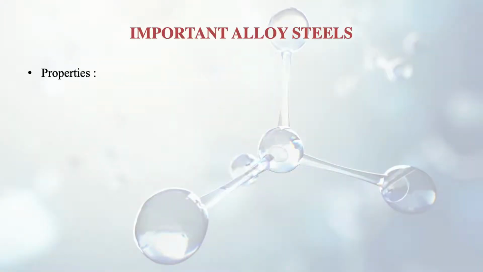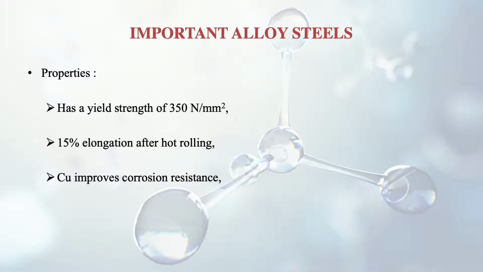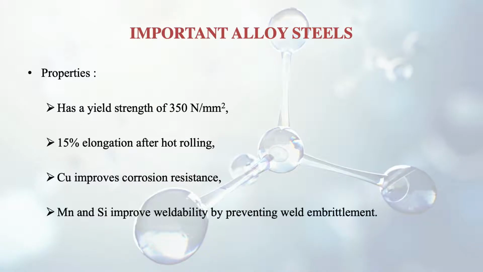So its properties are like this. It has a high yield strength of 350 Newton per millimeter square, and it has a 15% elongation after hot rolling. When the rolling process is done, it will have 15% elongation, and then copper in it will improve the corrosion resistance, and further manganese and silicon improve the weldability. And how do they improve the weldability? By preventing the weld embrittlement.